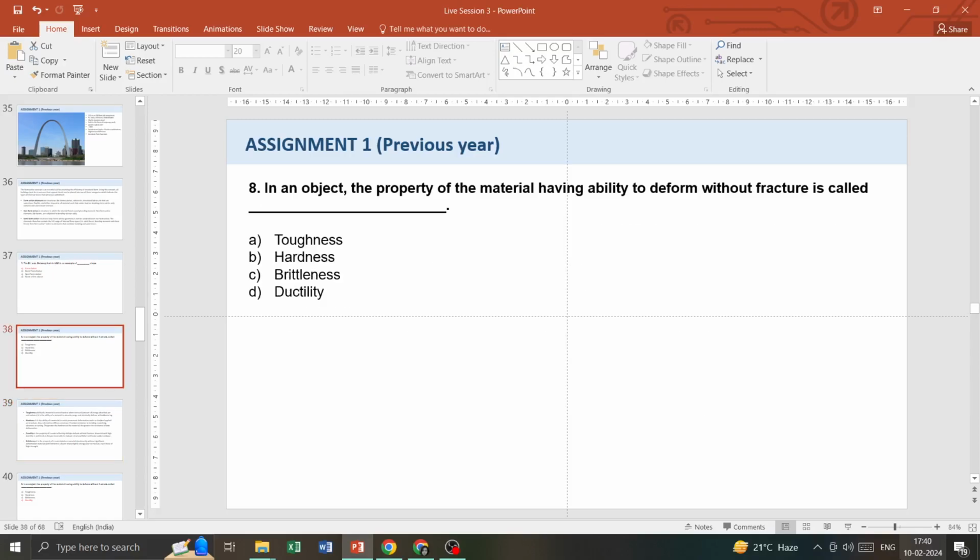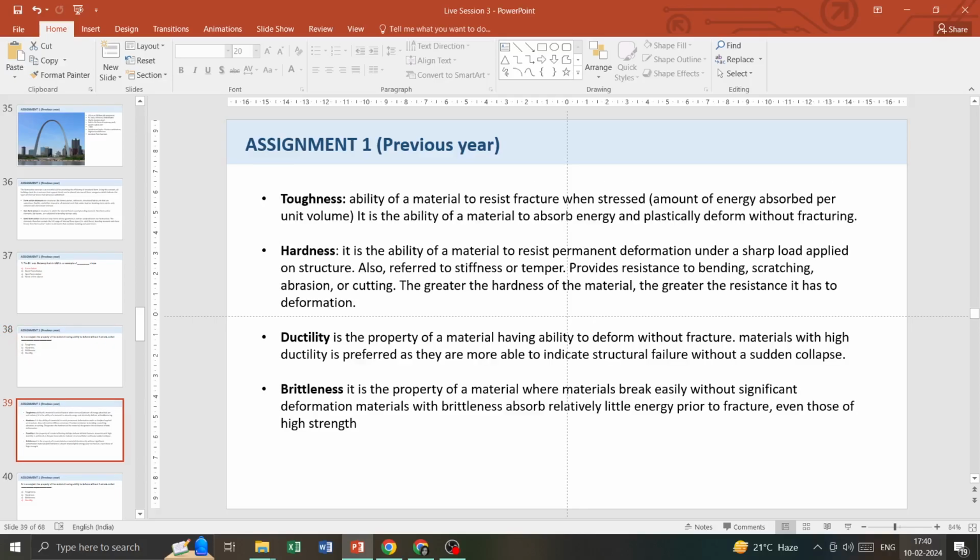So our question was, in an object, the property of the material having ability to deform without fracture is called ductility, because ductility is the property in which the ability to deform without fracture is there, and materials with high ductility are preferred as they are more able to indicate structural failure without a sudden collapse.